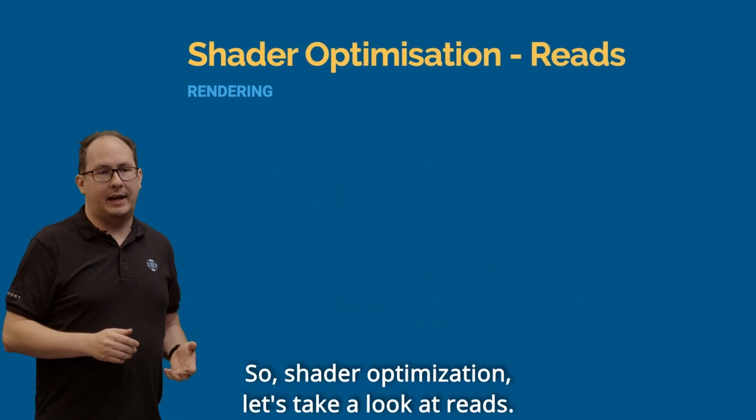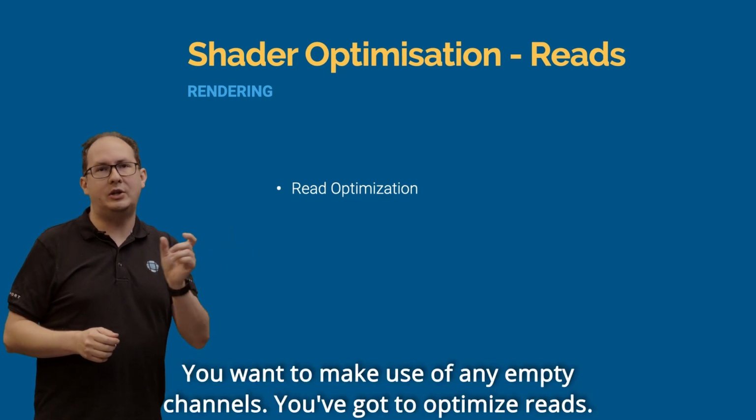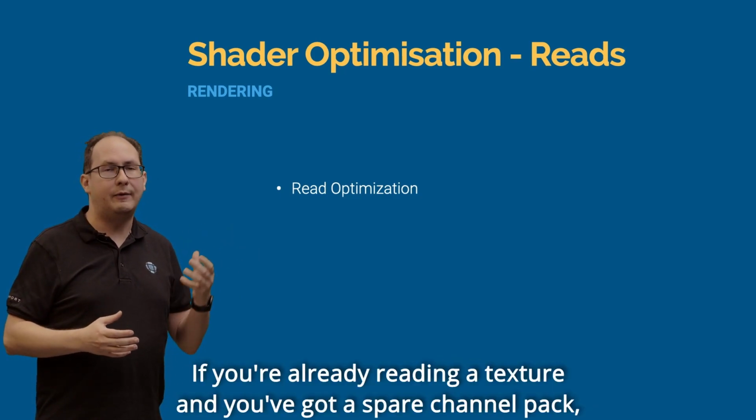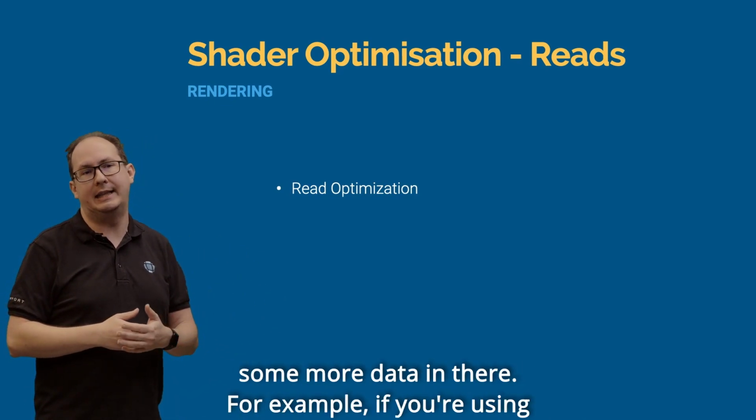So, shader optimization. Let's take a look at reads. You want to make use of any empty channels you've got to optimize reads. If you're already reading a texture and you've got a spare channel, pack some more data in there.